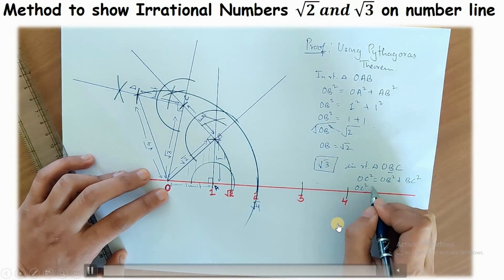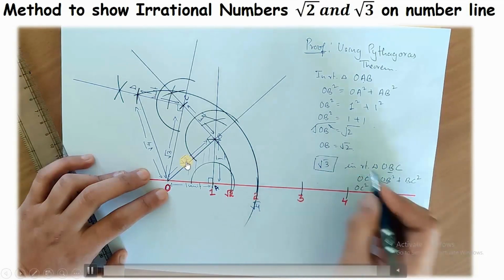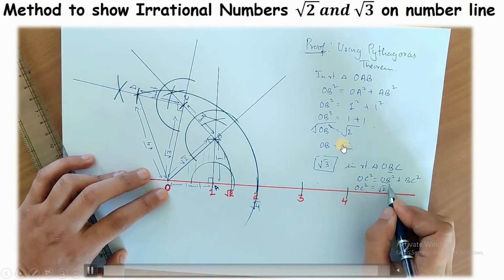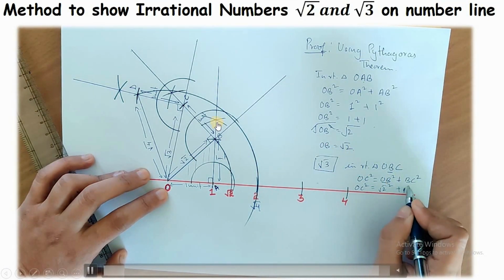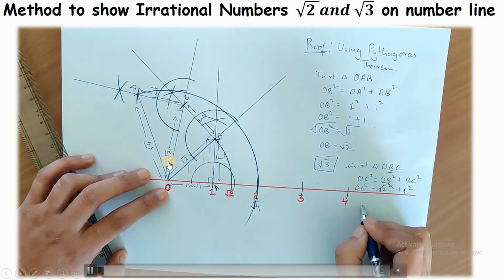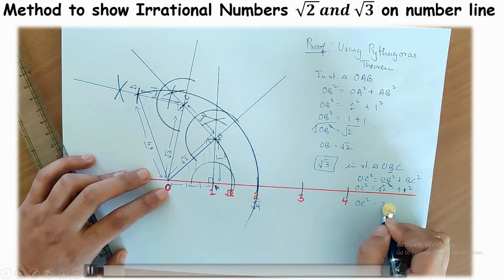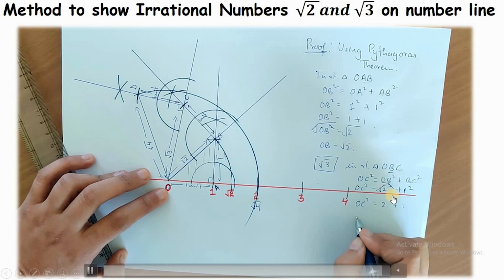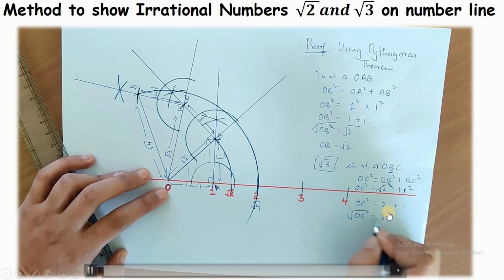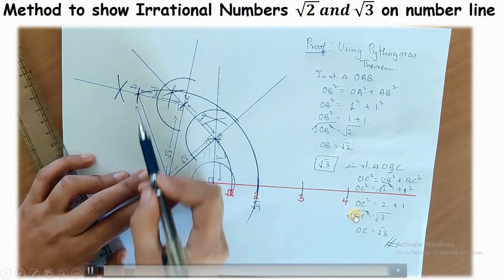Therefore, we'll write OC square equal to OB, which is square root of 2, as we have already found over here, squared, plus BC, which is 1 unit because we have taken 1 unit measure, squared. The square and root get cancelled, and you'll get 2 plus 1. Here we have OC square equal to 3.